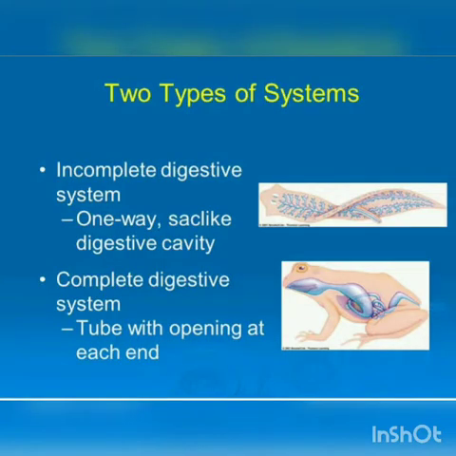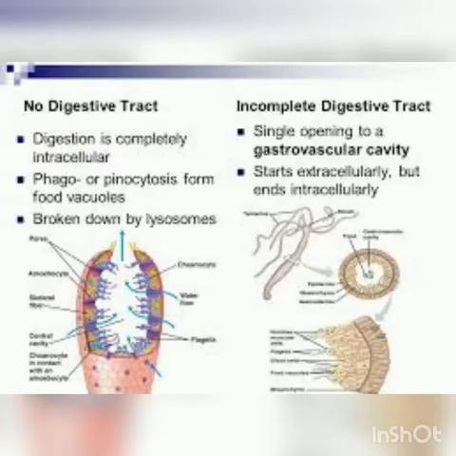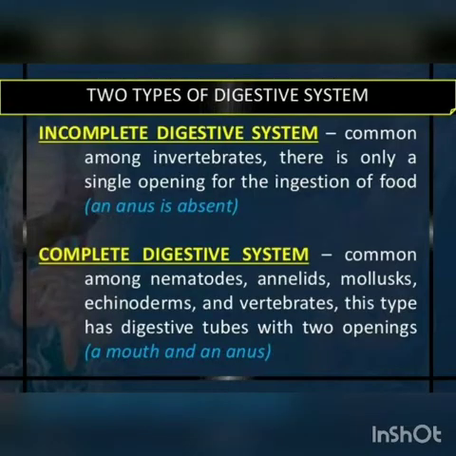What is the difference between complete digestive system and incomplete digestive system? Incomplete digestive system means the animal has only one opening, ஒரே ஒரு ஓப்பனிங் தான் இருக்கும், which acts as both mouth and anus. Hence they have an incomplete digestive system. Example, platyhelminthes. Whereas from aschelminthes to chordates, the complete digestive system is present, in which the animal has two openings, the mouth and anus. So this is the only difference between complete and incomplete digestive system.